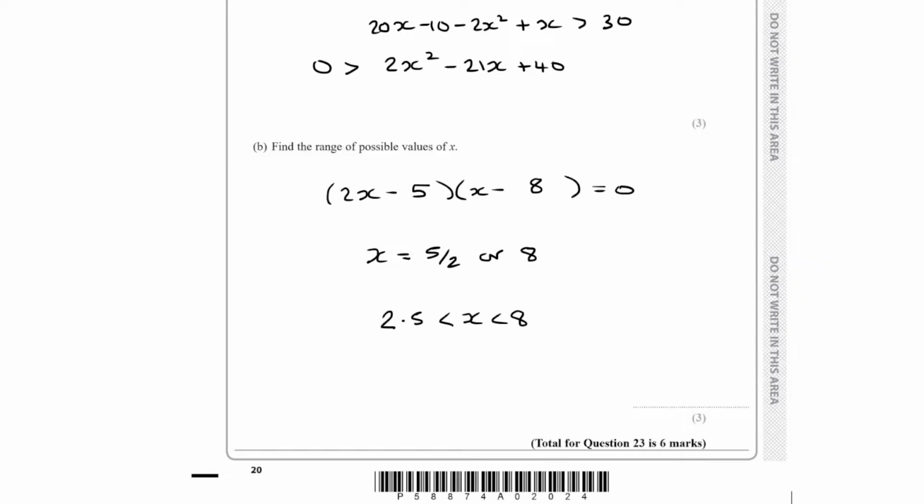Let me just check the comments. We've got one more maybe.